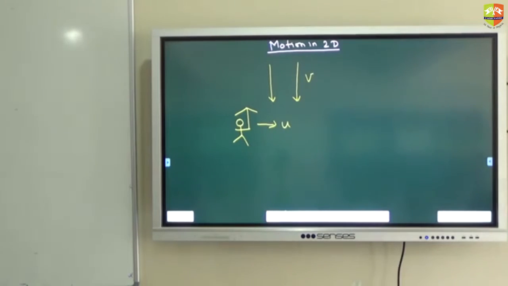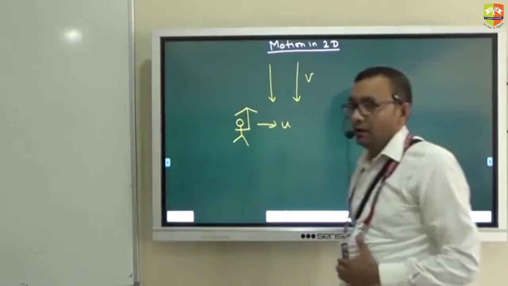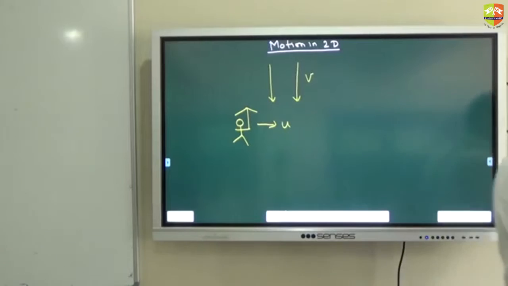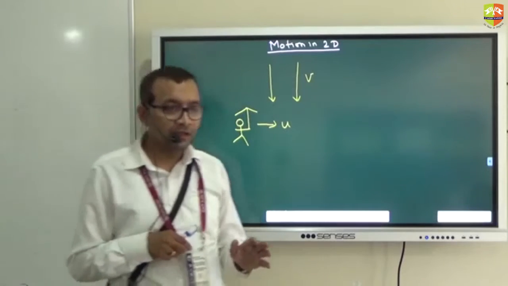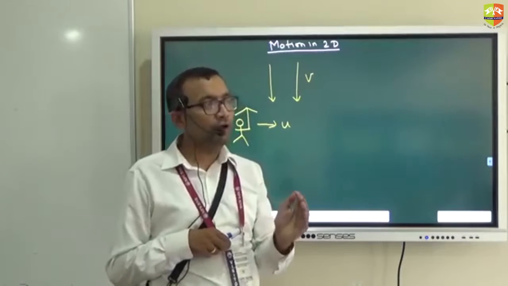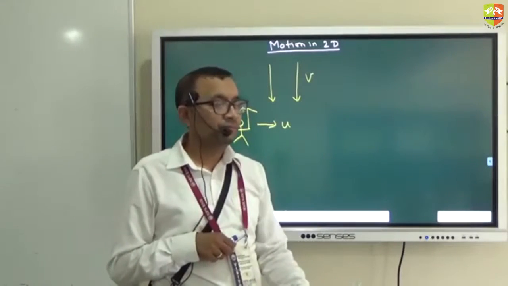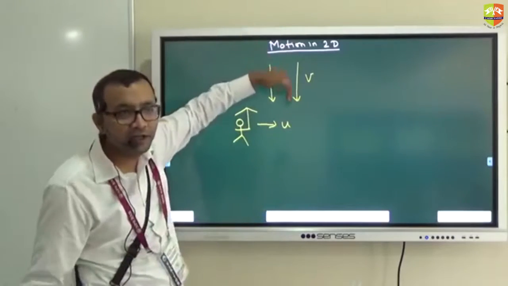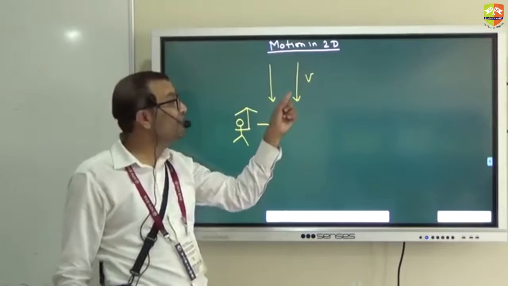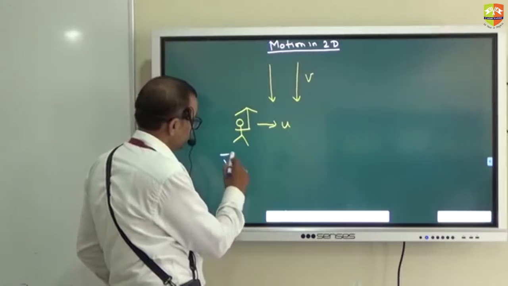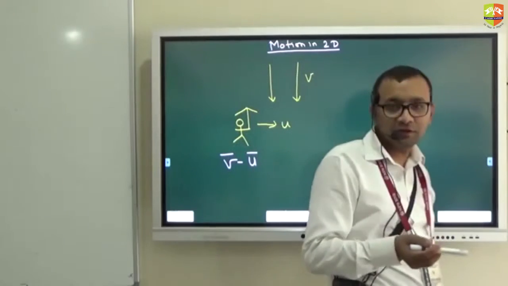Please write down one statement that the relative velocity is the velocity which observer feels. Whatever observer observes or whatever observer feels is a relative velocity. What it means is that although rain is falling vertically down, the observer will not feel this velocity. The observer will feel the relative velocity, which is V minus U. You need to subtract the observer's velocity.